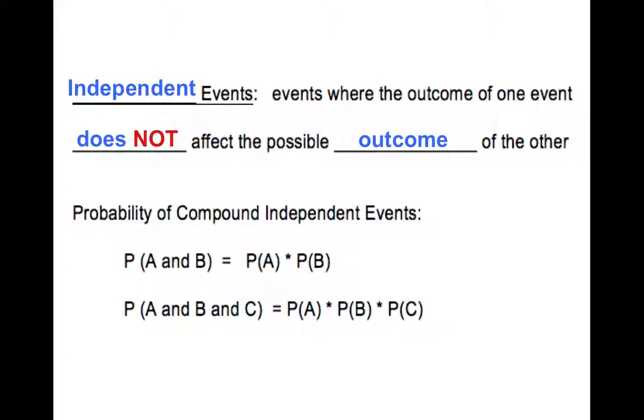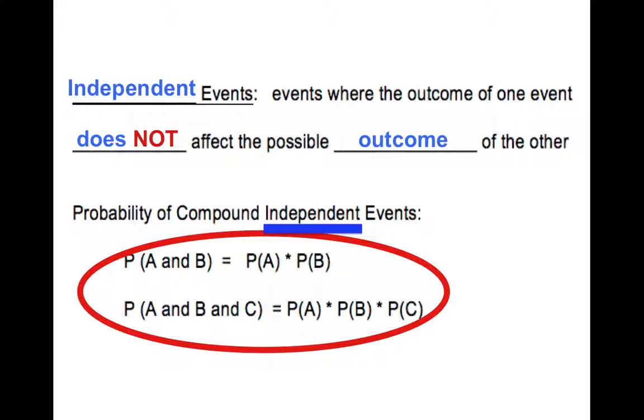To find the probability of compound independent events, so events like this, all you do is multiply the probabilities of the individual events. And we did that with the AND rule the other day. So you just multiply one probability by the other and you get the probability of both of them happening. And you can see that works for 3 events, 4 events, however many you do in a row.